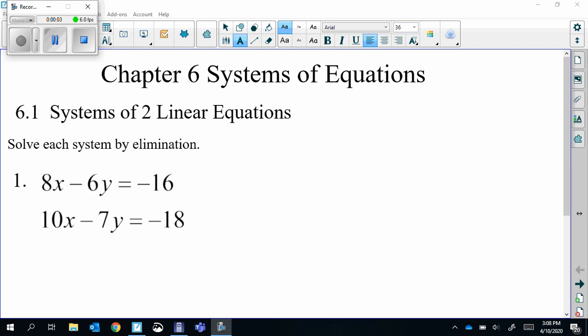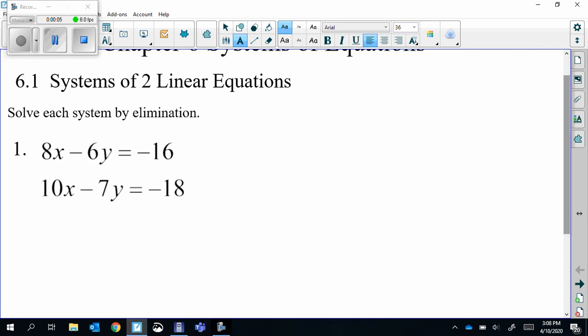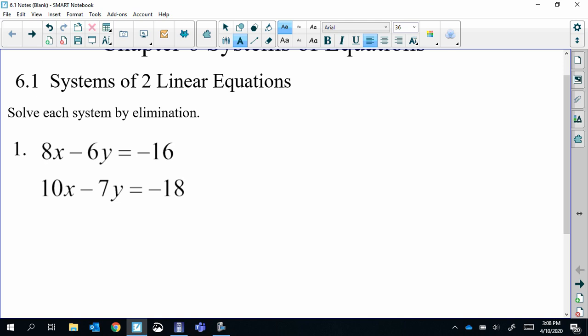Hey guys, this time we're looking at solving systems of equations. You should remember a bunch of this from Algebra 2, even a little bit of Algebra 1. You can solve a system by elimination, substitution, or graphing. So we'll start with elimination.